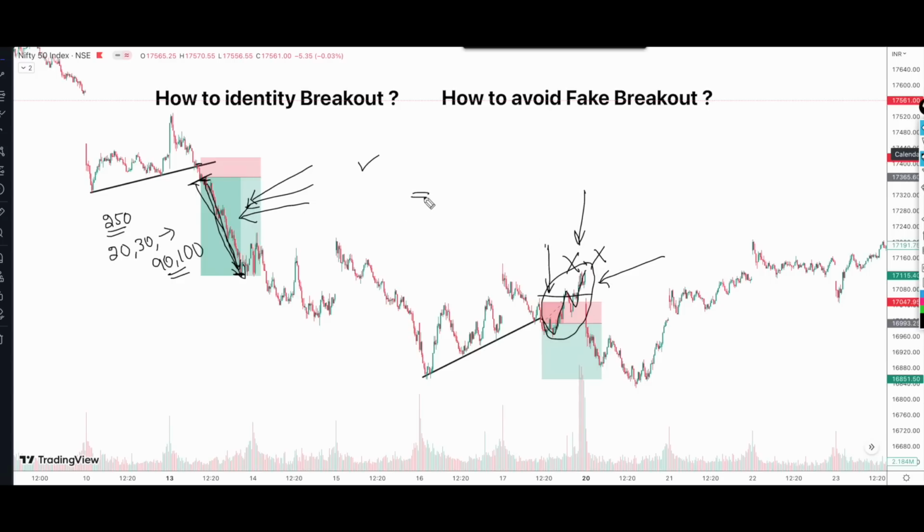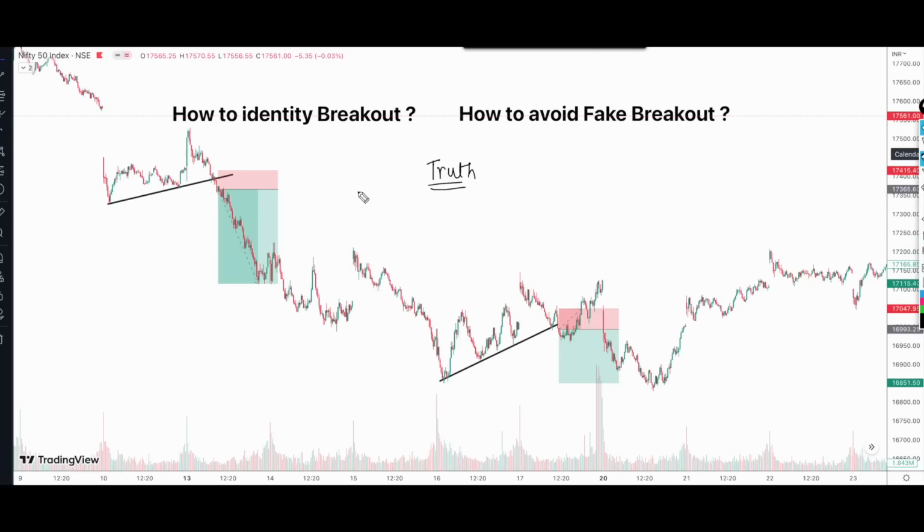The main reason I'm watching this video is because I want to identify the breakout at the right time. That is, at this area only I should know if this is a breakout, or when I take entry here itself, I should know if this is going to be a breakout or if it is a false breakout. That is what you are here to learn. Correct? Now the truth is, no one with 100% guarantee can tell you if a breakout is a real breakout or if it is going to be a fake breakout.